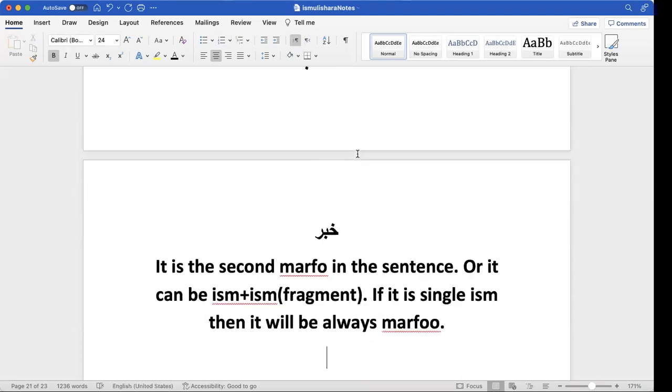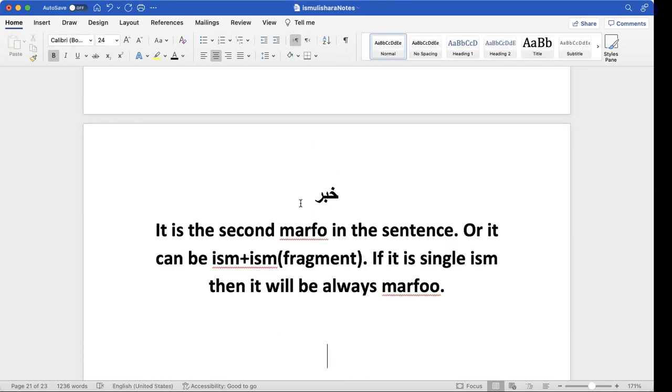Okay, khabar is the second marfu. It can be a single ism, or it can be a mudaf ilay fragment. Then mudaf will be marfu and mudaf ilay will be majroor. But mudaf has to be marfu, or it can be sifa mawsuf, in which both should be marfu. It cannot be harf nasab and mansub, as well as harf jar and majroor.